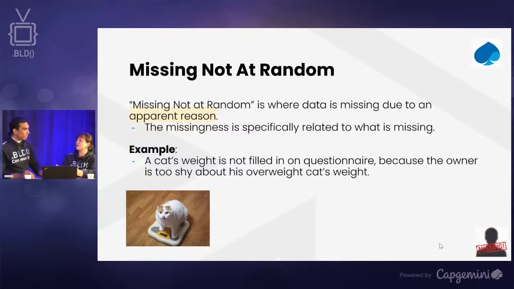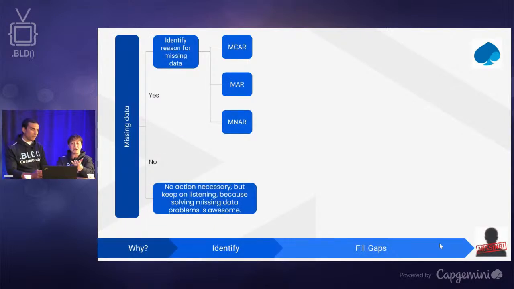Exactly. Missing not at random, just to emphasize, is the most complicated one to figure out and also to fill. One option is to go back to the owners and ask them to fill in the weight, but that's not always possible. So this one is more complicated to fill and to identify. Now we've identified three reasons: missing completely at random, missing at random, and missing not at random.